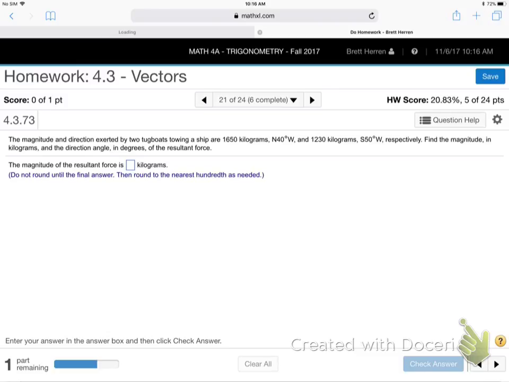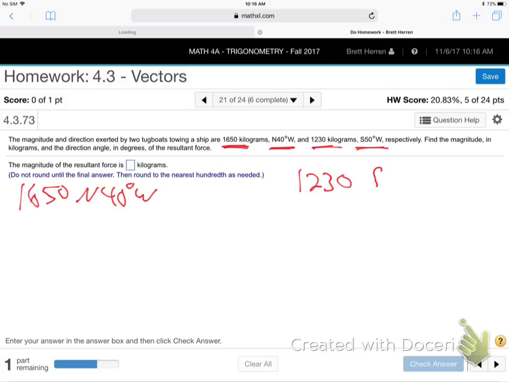So, same kind of thing. You don't need to even worry about all the words. I'll just write the key facts for you. 1650 at north, 40 degrees west, and the other force is 1230 kilograms of force, so this is using metric units instead of English units, south, 50 degrees west.